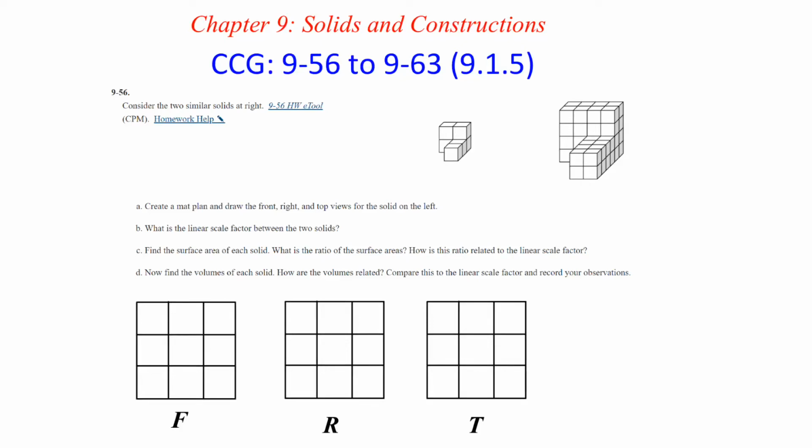Welcome to Chapter 9, Homework Questions 56 through 63. Question 56. Consider the two similar solids at the right. Part A. Create a map plan and draw the front, right, and top views for the solid on the left.